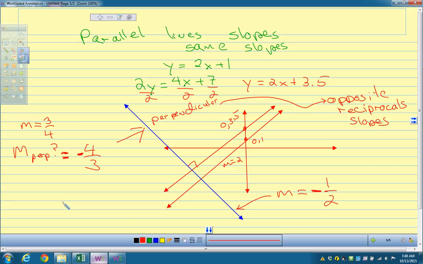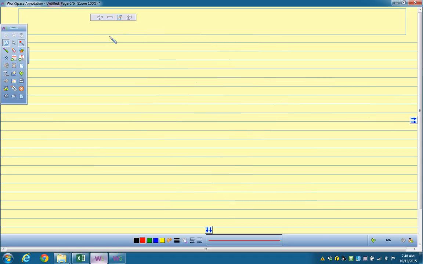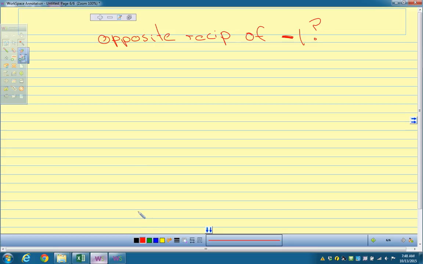Parallel lines have the same slope. Perpendicular lines have opposite reciprocal slopes. What's the opposite reciprocal of -1? What do you think, Calvin? Positive 1. Because -1 means -1/1, right? So I flip it over, and that's 1/1, just plain old 1.